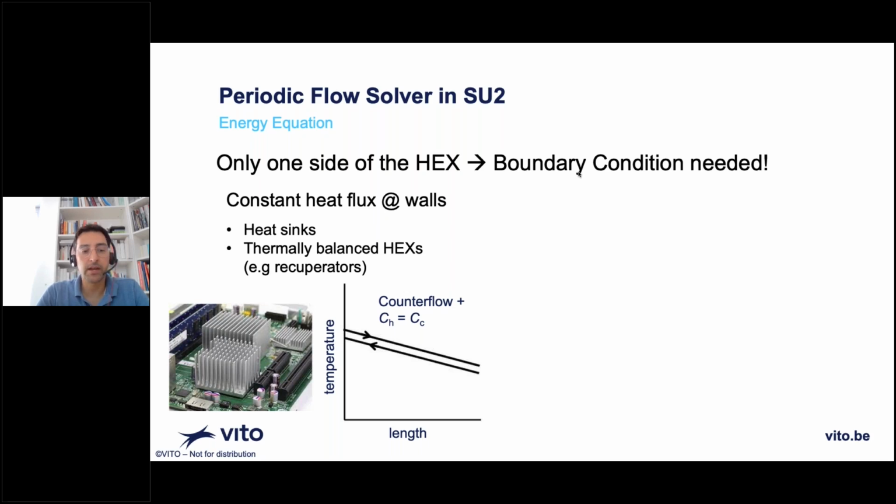Unfortunately, these heat transfer devices are only a very tiny fraction of all the heat transfer devices we can find used in industry. Thus, it's interesting to try to include in the current implementation of the periodic flow solver in SU2 an additional boundary condition.